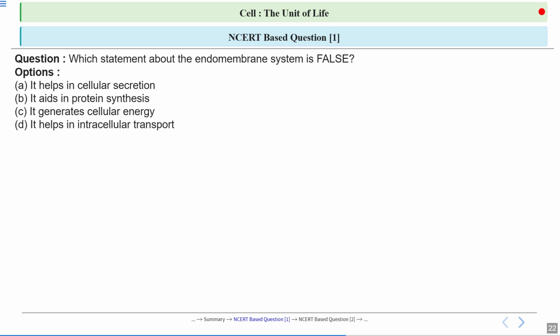Now, let's discuss some NCERT-based questions. The first question is, which statement about the endomembrane system is false? That means which statement is incorrect. What is the first option? Endomembrane system helps in cellular secretion. Next, it helps in protein synthesis. Option C, generates cellular energy. And option D, it helps in intracellular transport. What would be the correct answer?